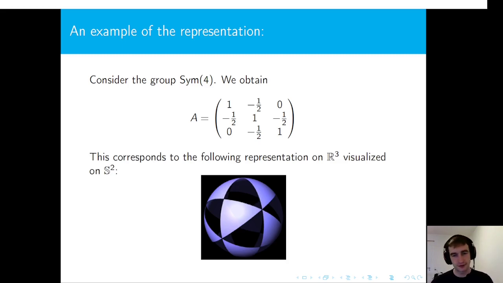This corresponds to a certain representation on R3, which I've visualized on S2, because I can't draw nice three-dimensional pictures, so I thought, let's just take the sphere and think about certain reflections. And what you can see here in how these triangles meet is that the 0 here corresponds to commutation, and this minus a half corresponds to the order 3 of the neighboring products.